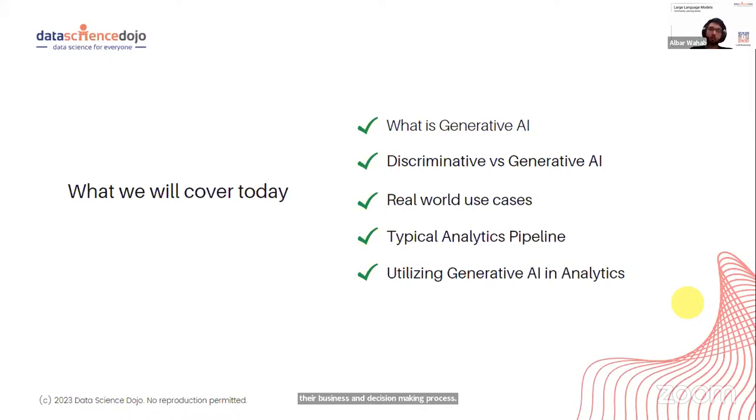Then we're going to look at what a typical analytics pipeline looks like in general. We're going to do some small activities in which we will try to make use of generative AI to enhance those typical analytics processes. At the end of the session, we're going to be utilizing generative AI and analytics to make that process faster, better, more convenient, and something that is good for the company or the personal user.